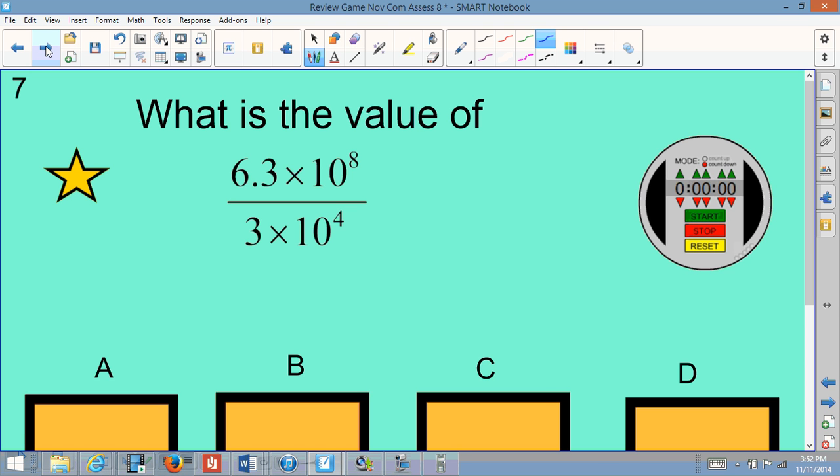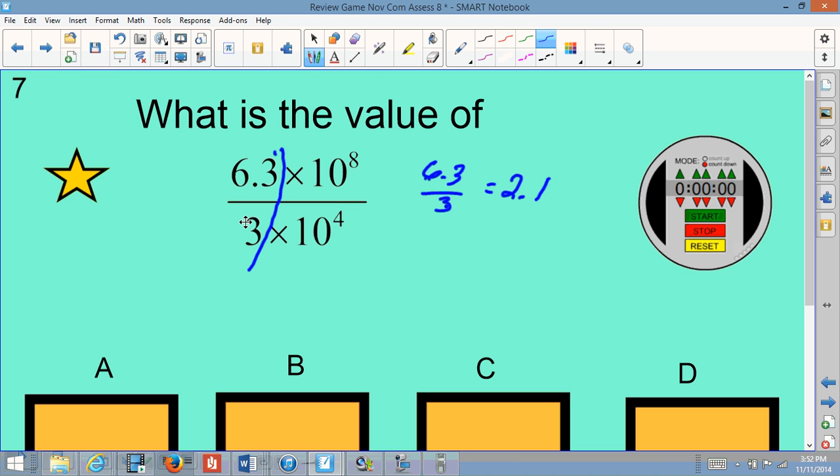So here is a question. What is the value of 6.3 times 10 to the 8th divided by 3 times 10 to the 4th? Well, this is scientific notation, and scientific notation lets us know we can separate the coefficients. 6.3 divided by 3, 3 goes into 6.3 exactly 2.1 times.